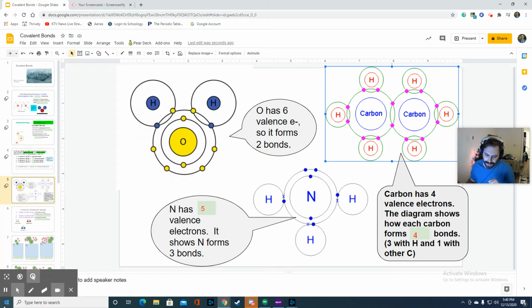So let's label them. Okay, carbon 1 and carbon 2. I could write it better than that. All right, there. So we have 1, 2, 3, 4, 5, 6, 7, and 8 for carbon 1, and then 1, 2, 3, 4, 5, 6, 7, 8 for carbon 2. So the octet rule is satisfied.